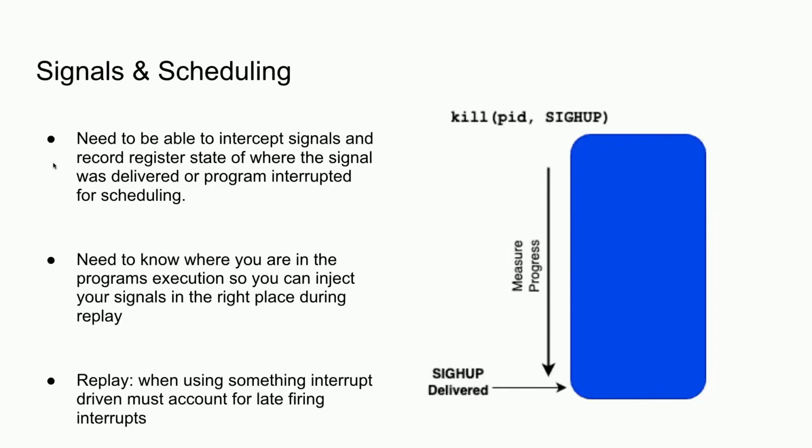SIGHUP is a good one because we read the config, right? Maybe the bug shows up because I read the config up to here. Maybe it shows up because I read it later. So again, too early bad, too late bad. So we need a way of measuring progress through the system, and we need to be able to use that and then trigger an interrupt at the same time.